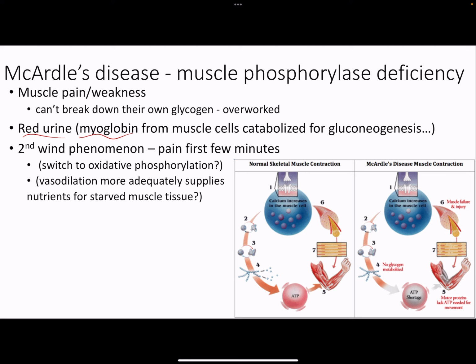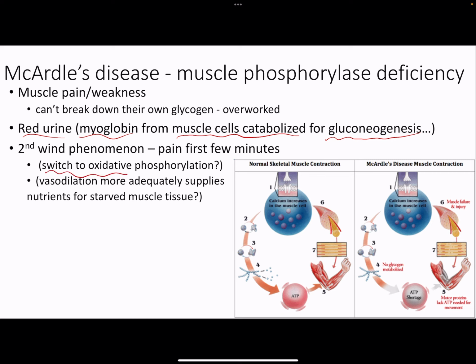But if they can't access that, they're going to require the liver to do extra gluconeogenesis, which is going to ironically kill the muscle cells that are needing the sugar in the first place. There's something called the second wind phenomenon, where if somebody is exercising with McArdle's disease, they might have pain and fatigue in the first couple of minutes, but they get a second wind where there's a little bit less pain and a little bit less fatigue after they've been exercising for a bit. I'm not really sure why.